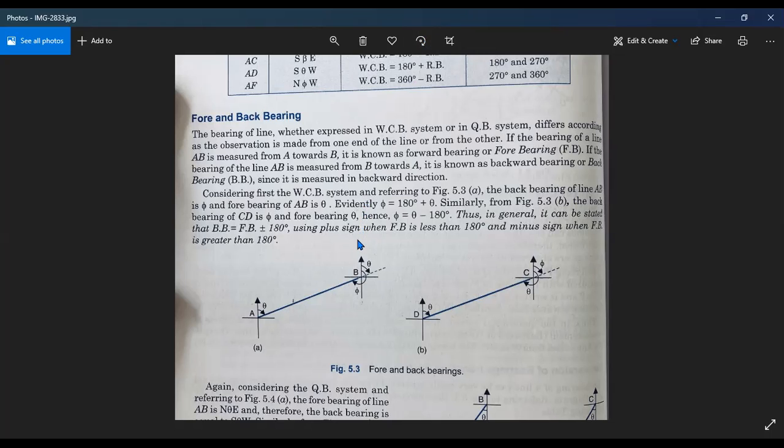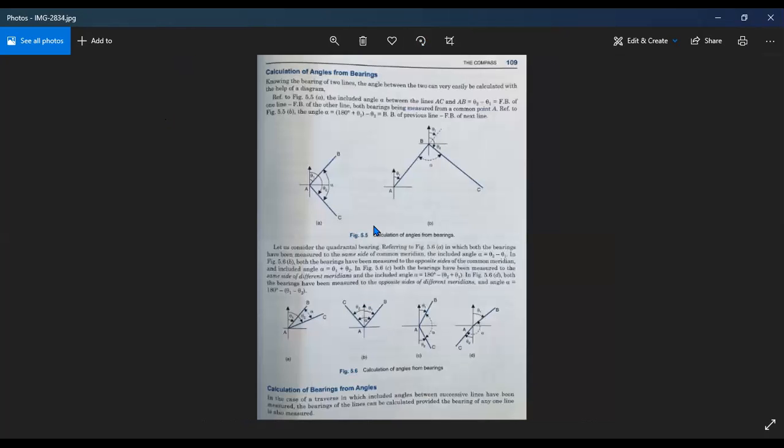Now, is it visible now? Calculation of angles from bearings. Anyone confirm me? Sir, it is a little blur. Okay, wait. Is it visible now? Calculation of angles from bearings. No, sir, it is not visible. Wait.